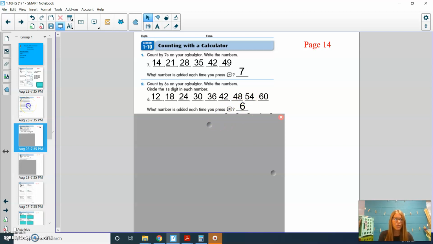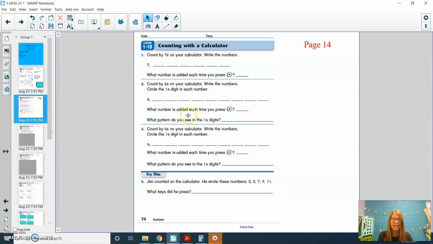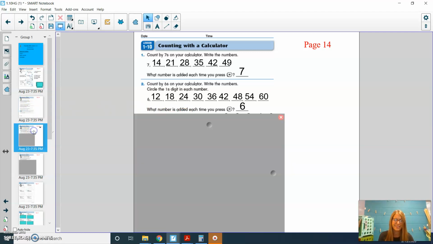Then it asked, what pattern do you see in the ones digit? What pattern are you seeing? Looking at these numbers, I see I have a 6, 2, 8, 4, 0. The pattern that I'm seeing is 6, 2, 8, 4, 0. And that would just keep repeating even if I kept increasing and kept on with my counting by sixes.